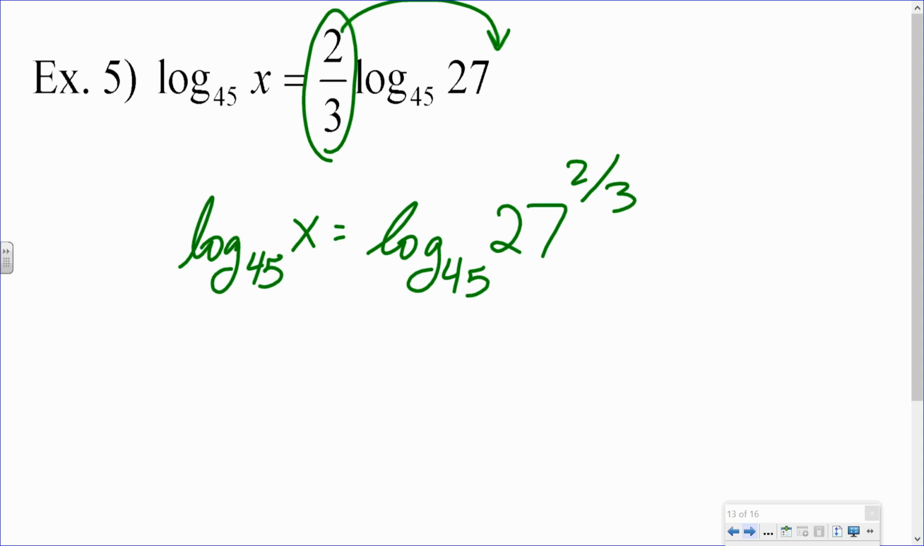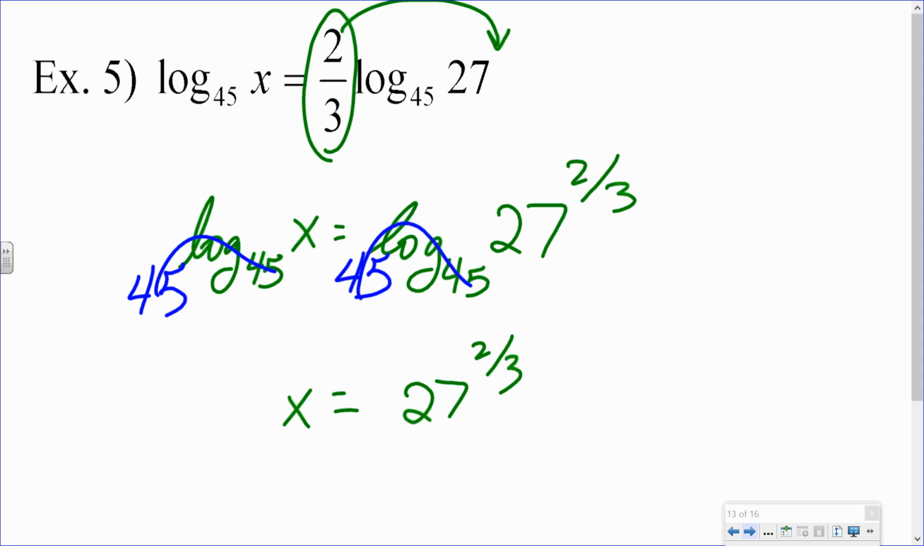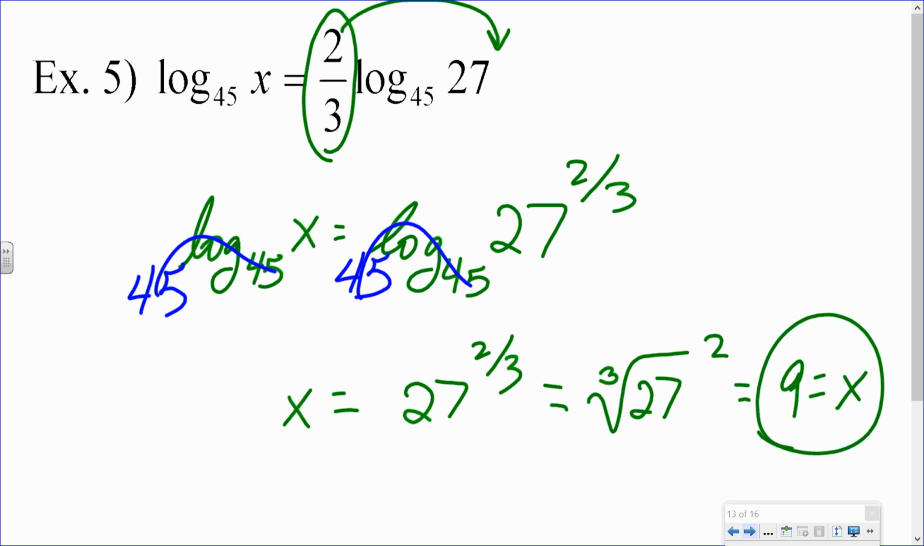I have log 45 equals log 45, so I can set the arguments equal because I am taking the exponential, making both sides exponentials, 45 to the powers, and those will cancel out. And then 27 to the 2/3, cube root of 27 squared equals, so x is 9. Does that make our argument positive? Is everybody comfortable with those?